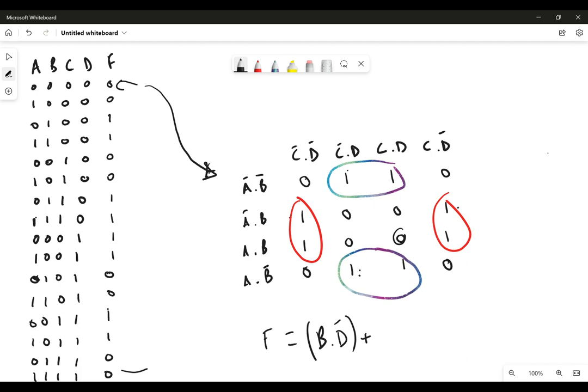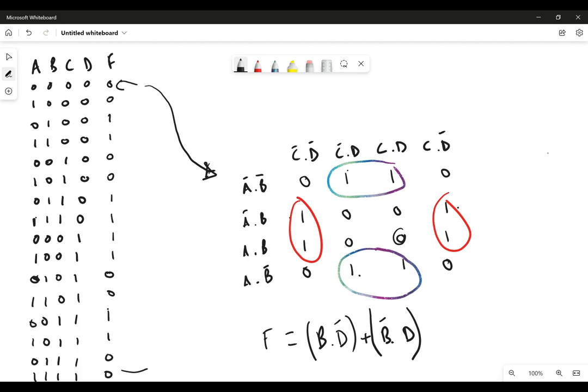Okay, so the next one, this sort of funky colour here, we have D in both, and we also have not B in both. Okay, so that is our simplified answer.